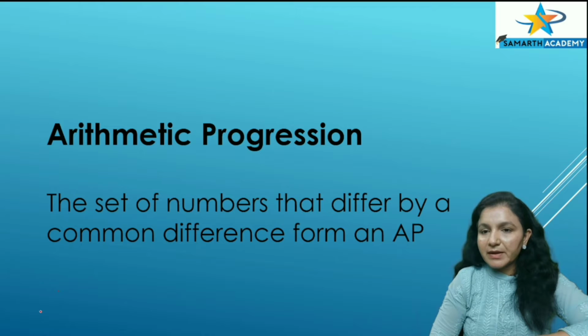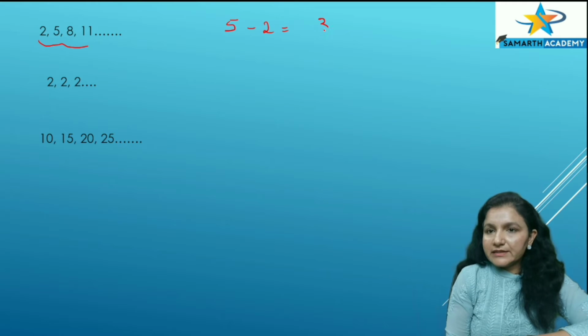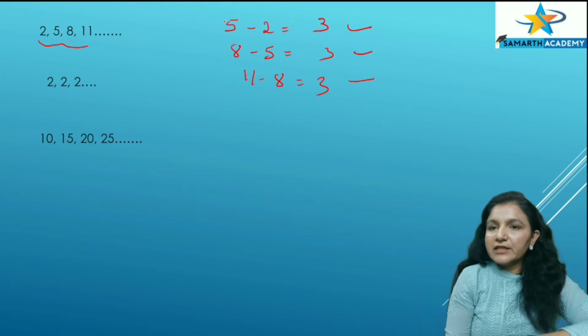Let us understand this by taking few examples. Consider the first example. Here 2, 5, 8, 11. The difference between first two numbers is 5 minus 2, it is 3. Next two numbers, 8 minus 5 is equal to 3. 11 minus 8 equal to 3. So I can see a common difference 3. Therefore, the given numbers form an arithmetic progression.